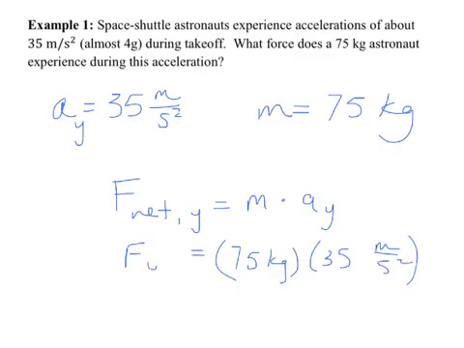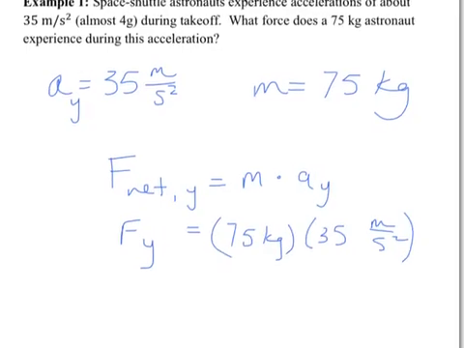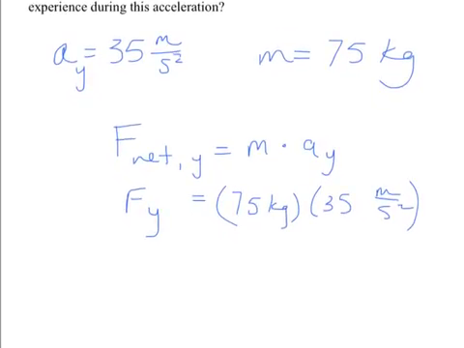It's going to give me F in the y direction. I can drop the net if we keep realizing that it's going to be there every time. That'll give me a force in the y direction experienced by the astronaut of 2,625 newtons. And notice the symbol newtons. Well, where does newtons come from? Kilogram meters per second squared. This is the force that the astronaut is actually feeling. Almost 4 times his actual weight is being felt, 4 g's.